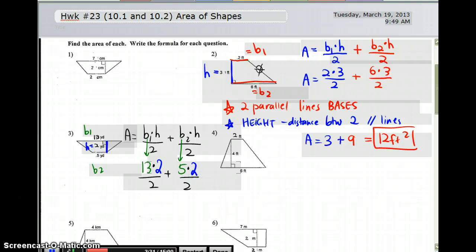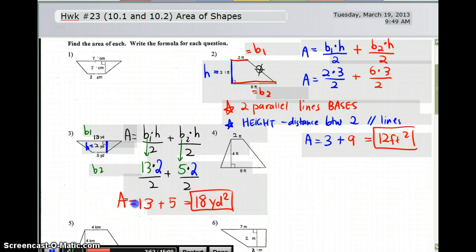Then I'm going to follow a little PEMDAS pretty much. 13 times 2 divided by 2 gives me 13. Then I'm going to add that with 5 times 2 divided by 2, which is 5, giving me an answer of 18 yards squared for number 3 as my area. A equals.